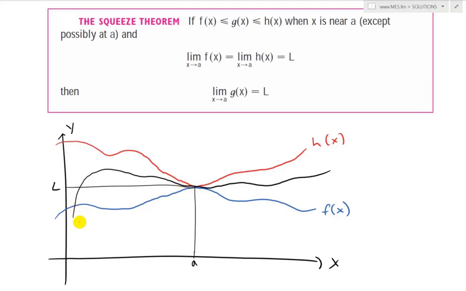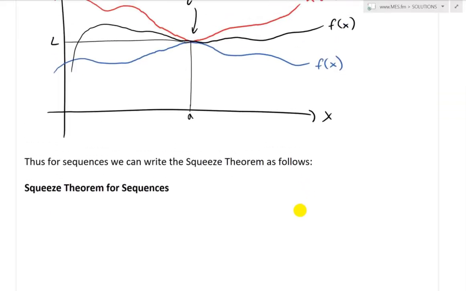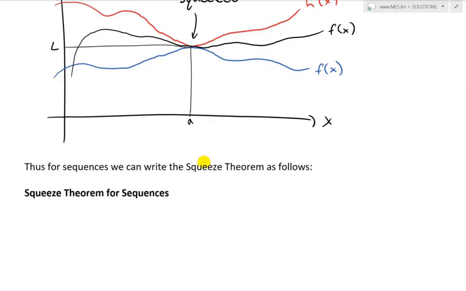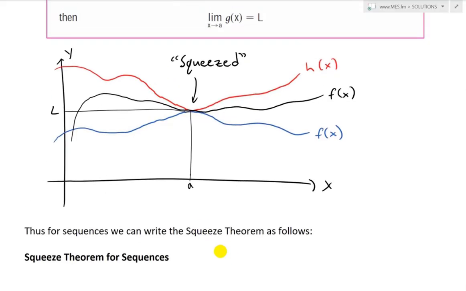This one here, we could think of as not near a. But anyway, what we have here is our f of x, and g of x gets squeezed inside, so thus the limit is also going to be the same, L. So this gets squeezed inside, like that.